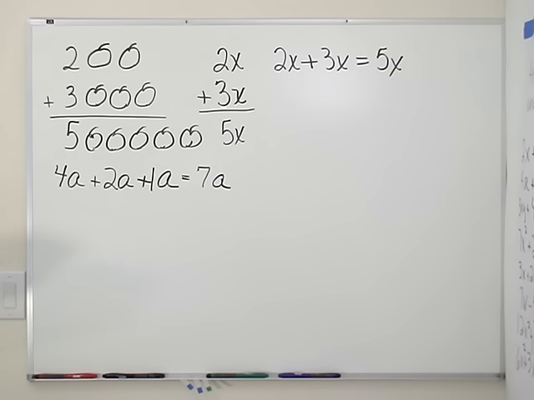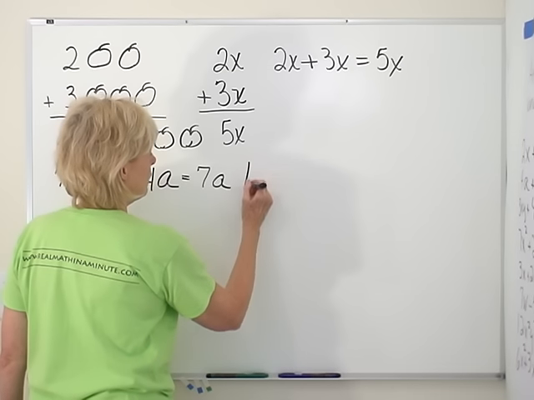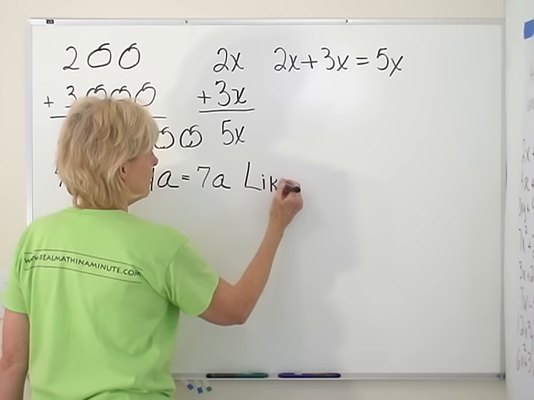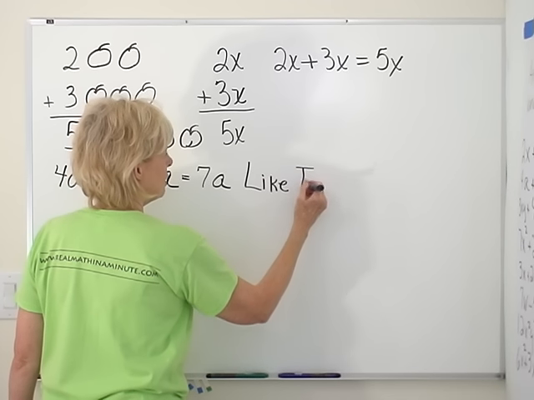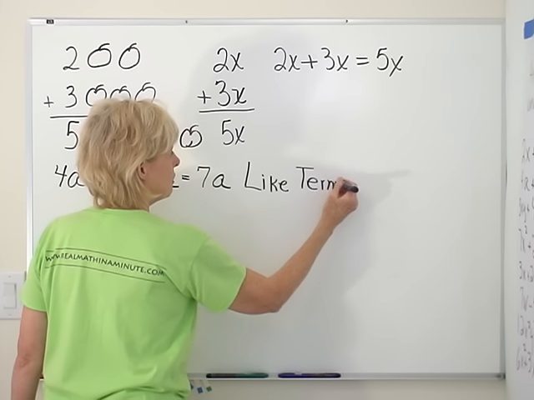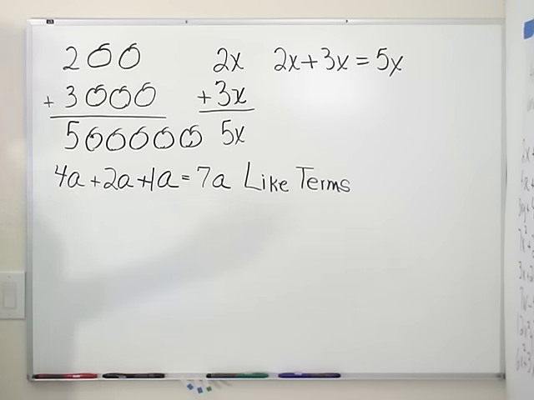And again, the reason that we can add those up is because they are alike. They are the same thing. We call that in algebra like terms. You'll hear me say that so many times. Let me write it for you. L-I-K-E T-E-R-M-S. And that is like terms. And it just means that I'm not trying to add apples and oranges.